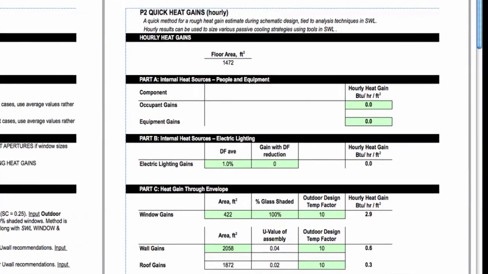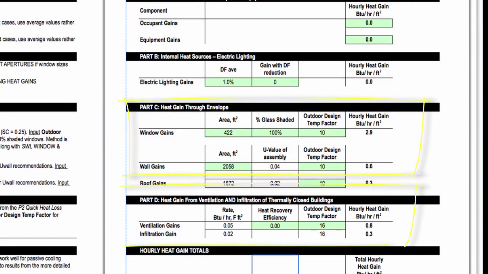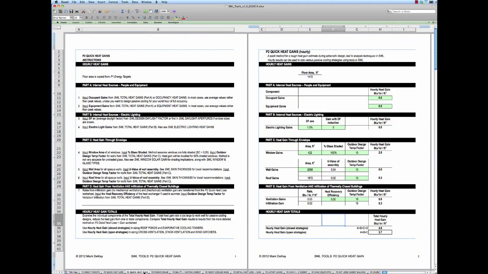First, let's take a look at the hourly heat gain. The floor area carries over from the previous worksheets. The heat gain method is broken down into parts A, B, C, and D. This is the same structure as found in the analysis technique A27, total heat gains, that starts on page E350. So let's look at that now.